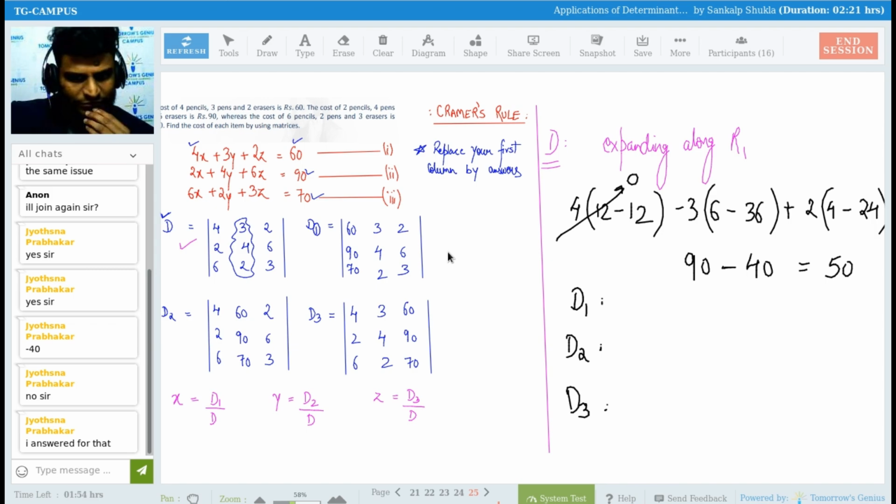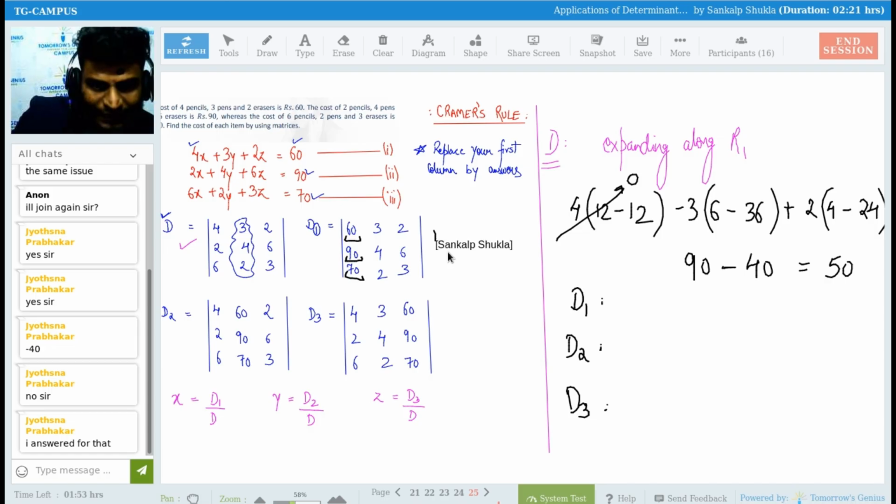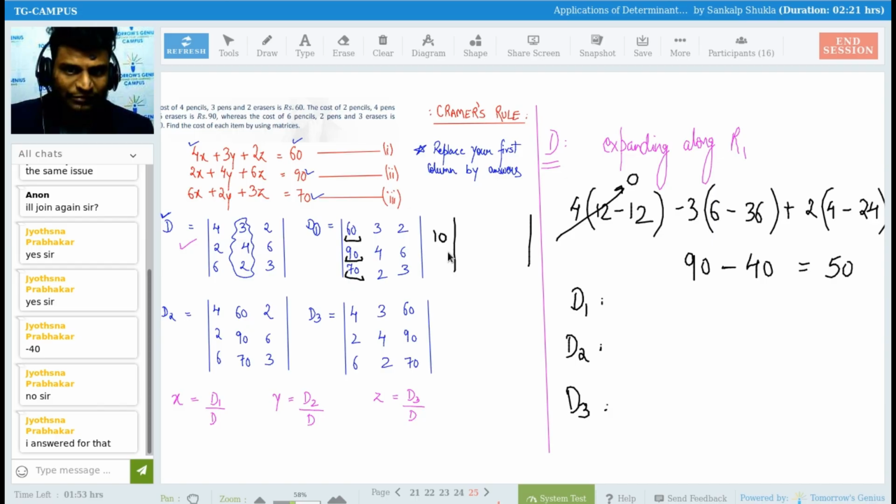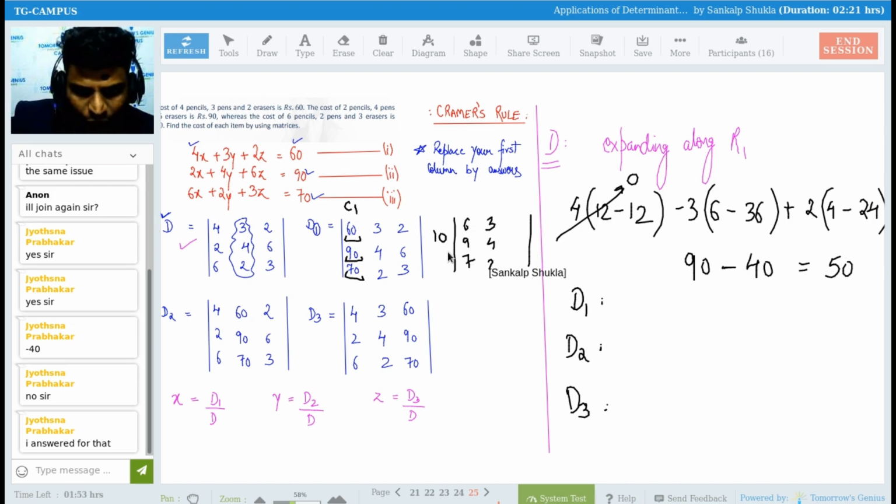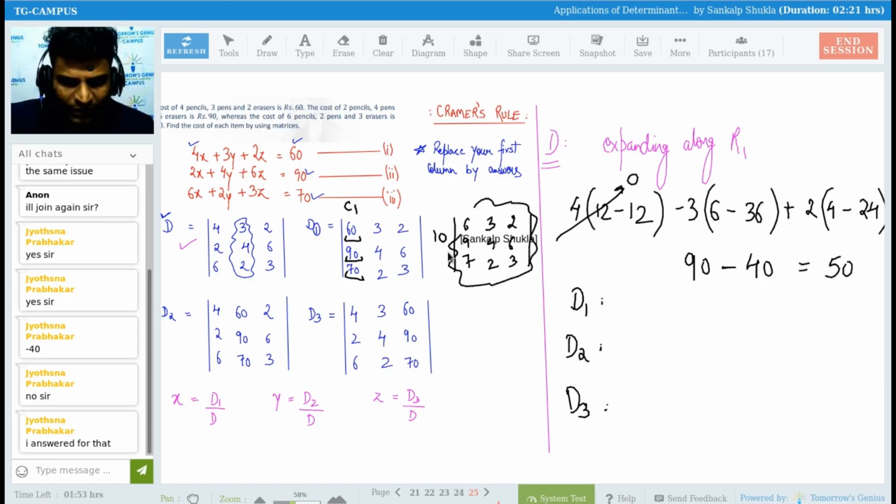D1, has anybody got the answer for D1? Let me tell you one more thing. 60 is there, 90 is there, and 70 is there. These are really large values. So can you do something? You can take 10 as common from the column, from C1. So now it will be 6, 9, 7. And here it is 3, 4, 2. Here it is 2, 6, 3. Now you can expand this determinant and multiply your answer with 10.